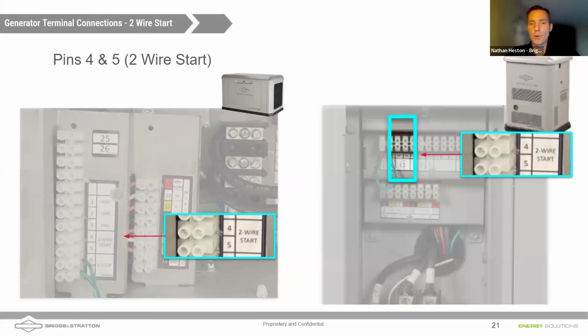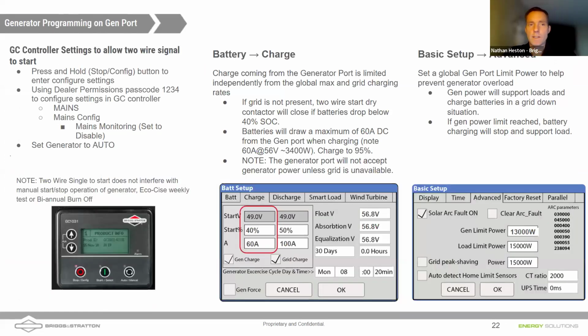So we're showing it on the vertical 13K on the right, and then the horizontal 26K PowerProtect units there. So it's pins 4 and 5. And we also will need to disable the auto mains sensing. So Daniel, can you talk us through that?